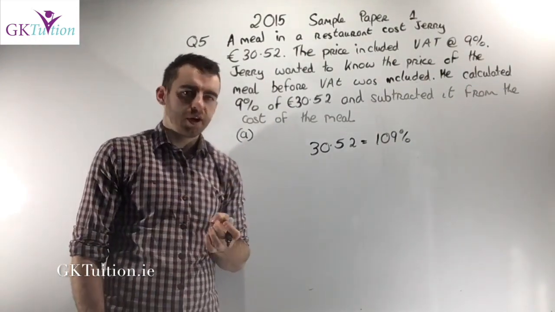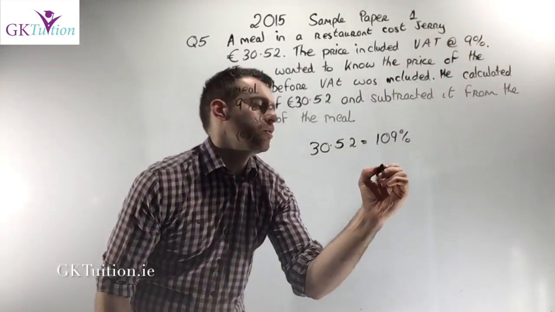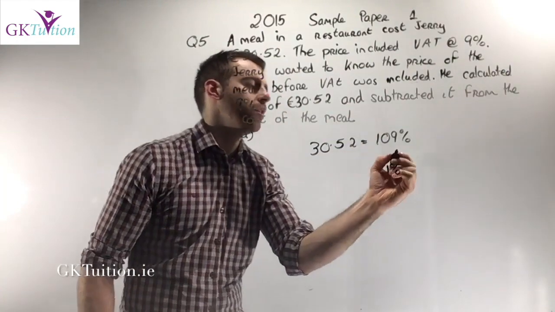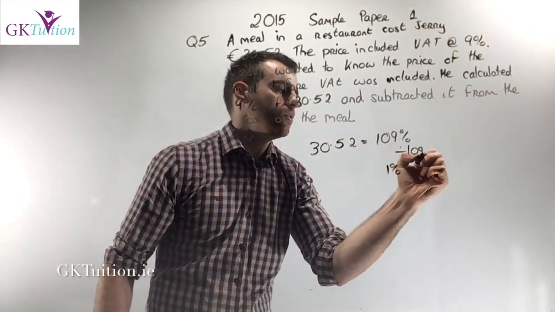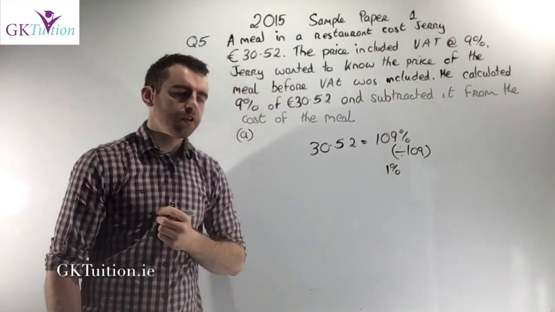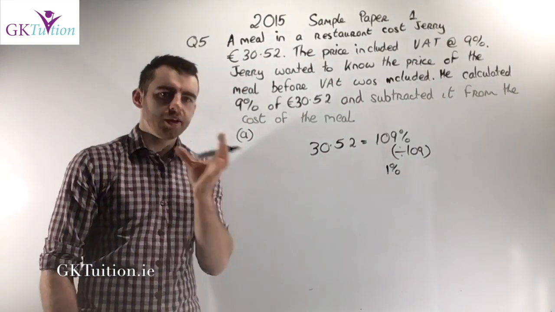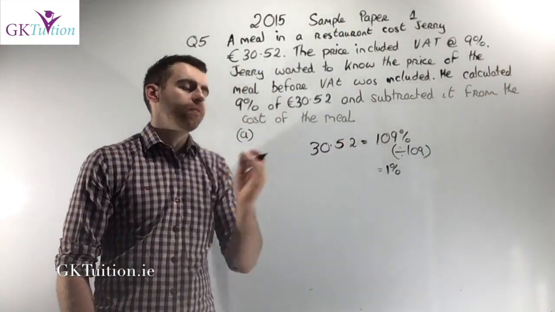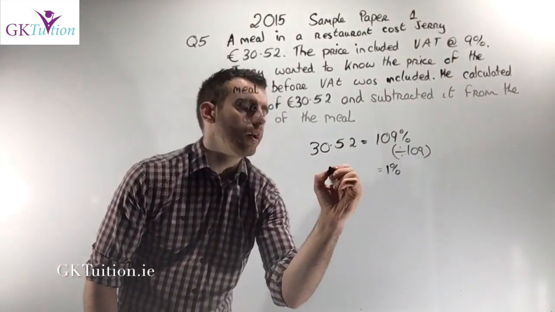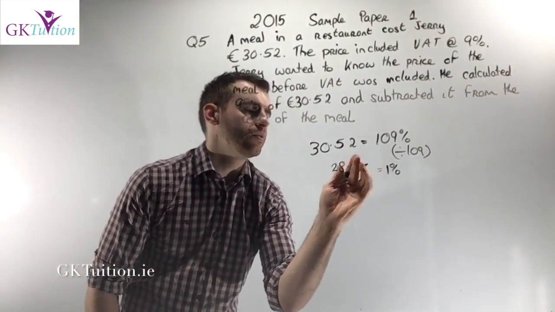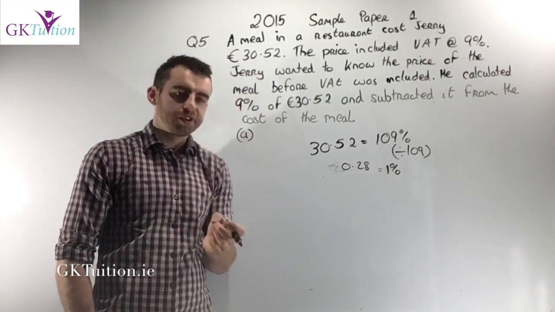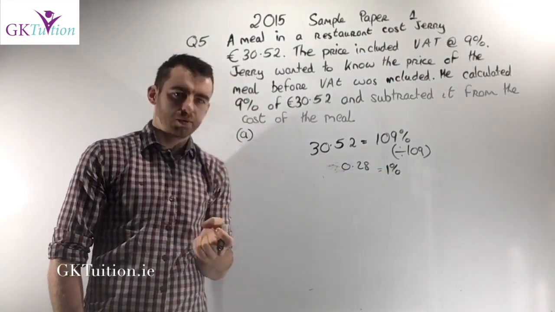If you know 109%, the next thing you should try and do is find 1%. In order to turn 109 into 1, you divide it by itself. So you divide by 109. If you're going to divide the right hand side by 109, you should also divide the left hand side by 109. €30.52 divided by 109 gives me 0.28. So 1% of the price of this meal was €0.28.